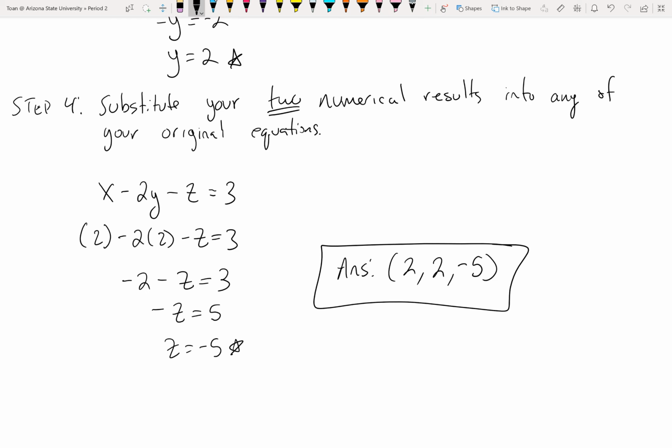That is how you solve a system of 3 equations, 3 variables. Conceptually, the skill is identical to what we did last week. The only difference is you have 3 equations. Well, you have 3 extra steps. That is the only thing that's different.